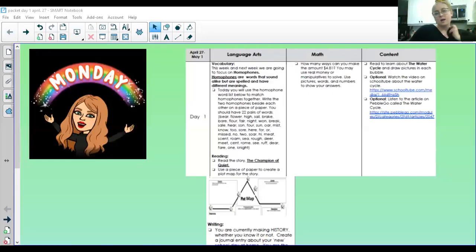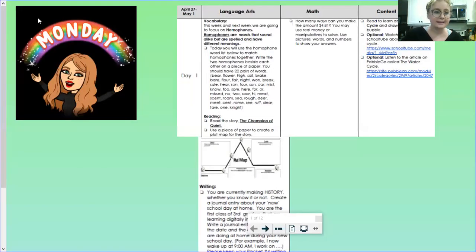Today I'm going to start going over packet number 4, and we are going to talk about day 1. The packet structure is going to stay this way, to my understanding, so for the rest of the year it should say day 1, day 2, day 3, all that, just to make it easier for us. Let's get started. This is what your packet looks like for today. It has your language arts activities, your math activities, and your content activities. We are going to go over all of them and then let us know if you have any questions afterwards.